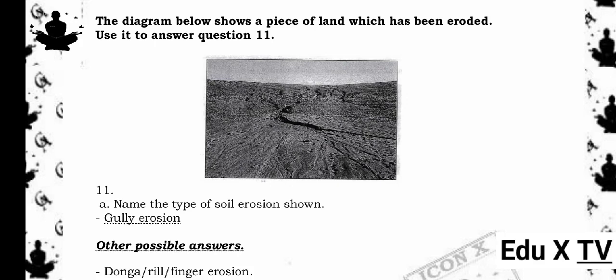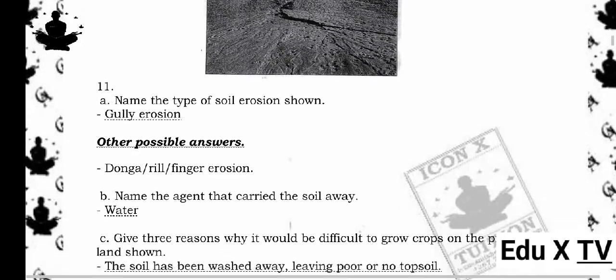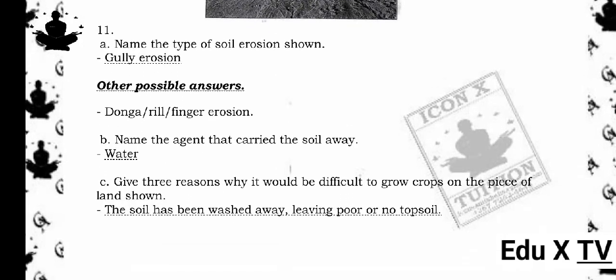11. A. Name the type of soil erosion shown. Gully erosion. Other possible answers: donga, or rill, or finger erosion. B. Name the agent that carried the soil away. Water. C. Give 3 reasons why it would be difficult to grow crops on the piece of land shown.